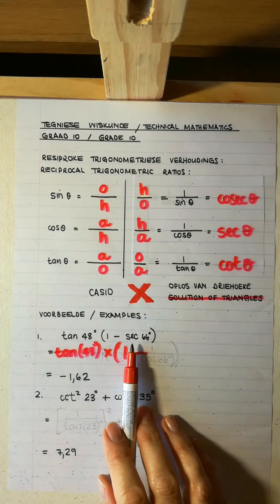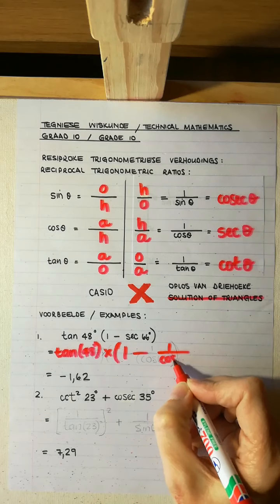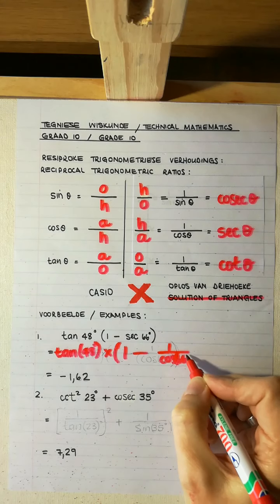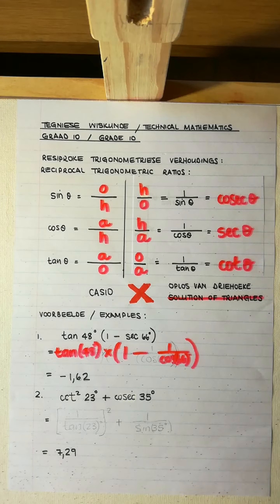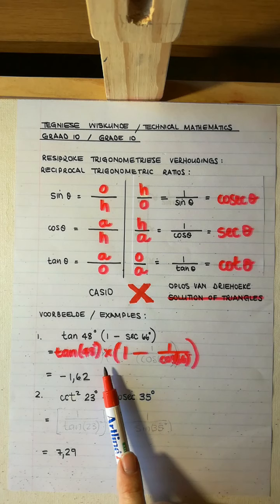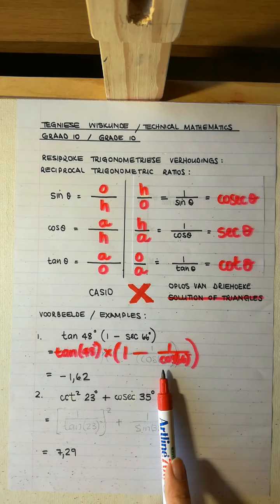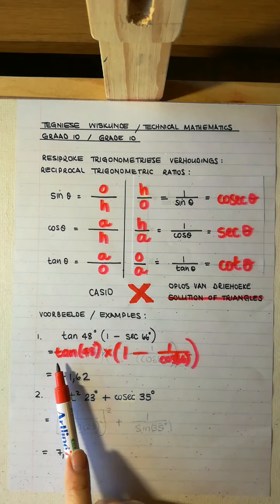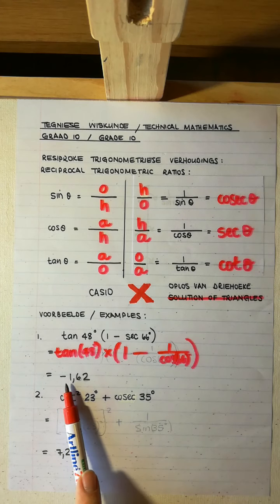Now, since sec is not found on the calculator, we will write 1 over cos 66 inside of a small bracket, and then we will close the big bracket. It's important to be careful about the use of the brackets, otherwise the calculator will call it a syntax error. The calculator will now calculate this value as minus 1,62.